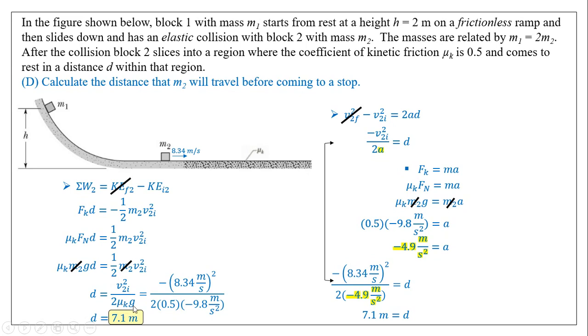But if you look at my cursor on the left side here, to solve for d, we already have the statement using the work kinetic energy theorem. We have v2i squared divided by 2 mu k times g. So as you can see, because the function is the same, it will give us the same answer.